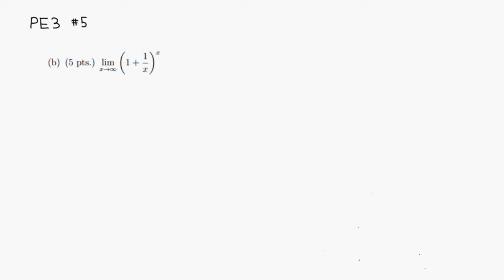All right, let's look at practice exam 3, problem number 5, part B. Let's evaluate this limit. First thing you should do is just plug in the x value and see what happens. x is going to infinity, so 1 over x is going to go to 0, so you have a 1 plus 0. So this is heading toward 1.